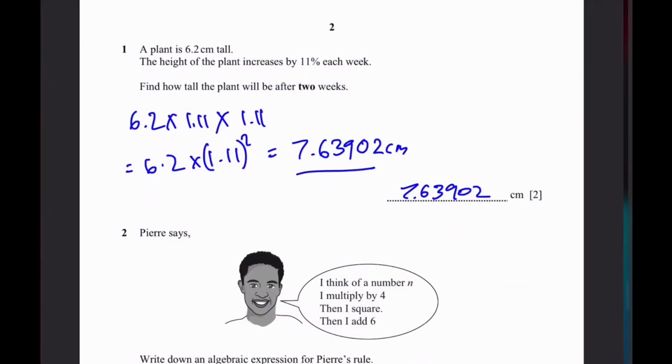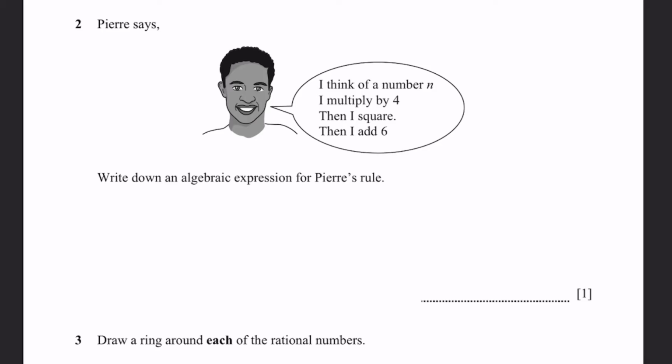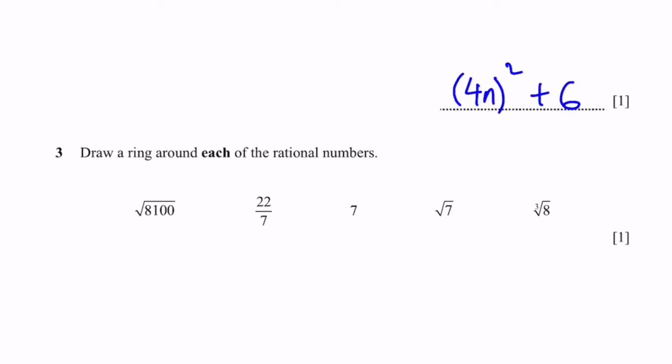Let's go to question 2. Pierre says, I think of a number n, multiply by 4, then I square, then I add 6. Write down an algebraic expression for Pierre's rule. So he thinks of a number n, and then he multiplies by 4, so 4n. And then he squares it, so 4n the whole squared. And then he adds 6. So (4n)² + 6. That's the answer.